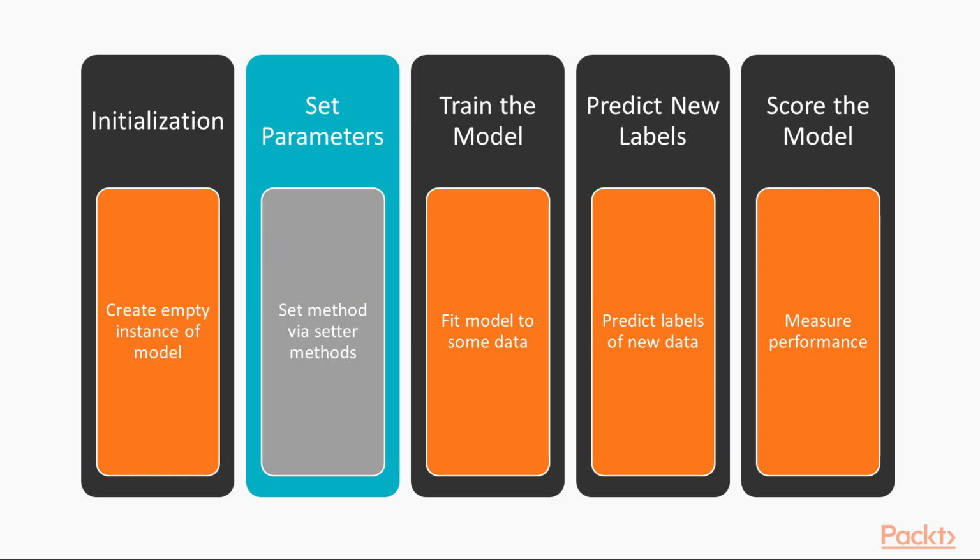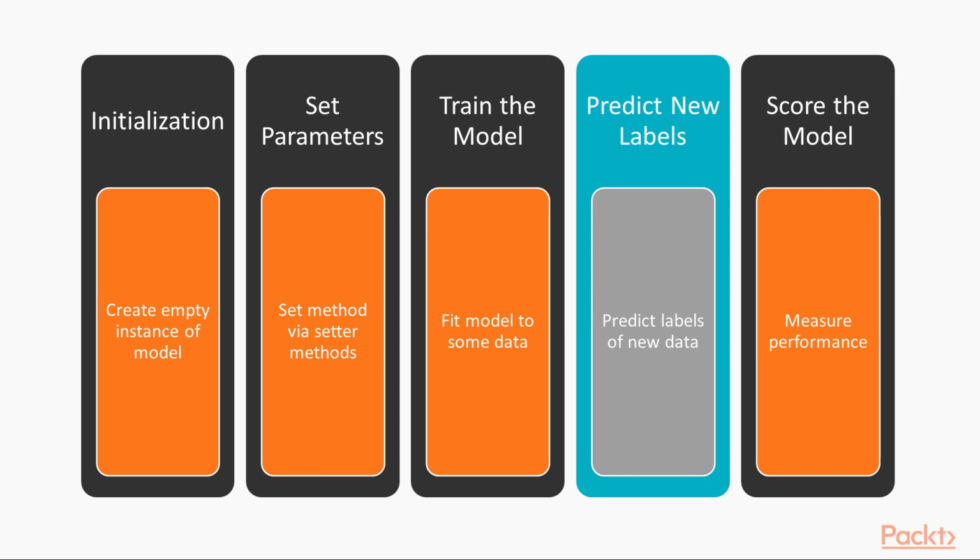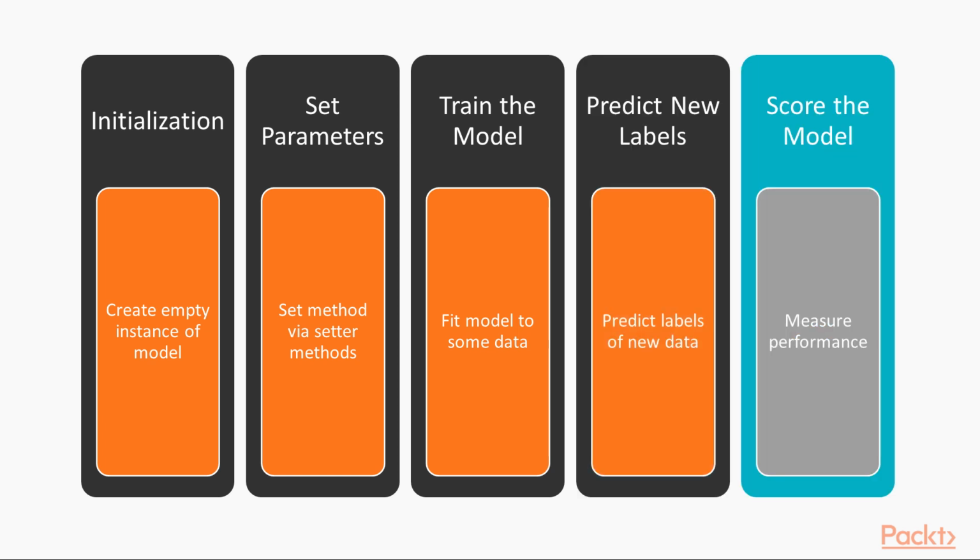Set parameters. If the model needs some parameters, we can set them via setter methods, which can be different for every model. Train the model. Every model must provide a method called train, used to fit the model to some data. Predict new labels. Every model must provide a method called predict, used to predict the labels of new data. Score the model. Every model must provide a method called calc_error, used to measure performance. This calculation might be different for every model.